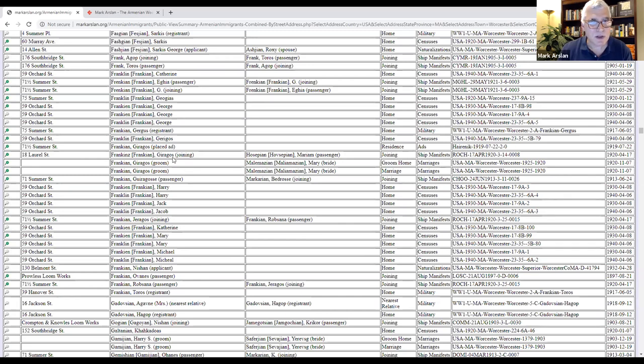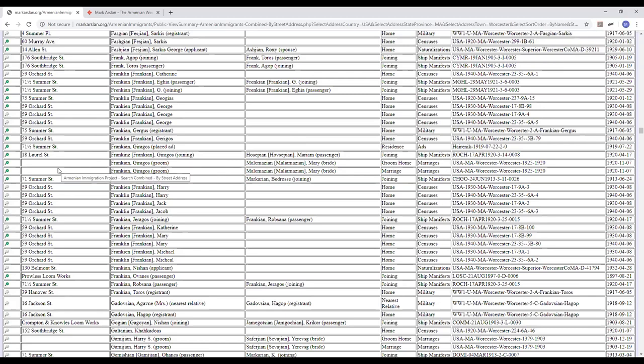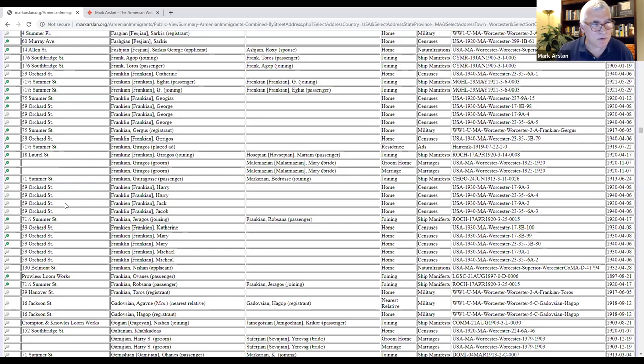So you have a lot of different records for Giragos that are spelled a lot of different ways. Girgis, Giragos. You see about 10 different spellings of Giragos. Let's just pick any one of these. I'm interested in this marriage record. Anyone on 59 Orchard Street? So they were at 59 Orchard Street. Okay, so let's look at Giragos. It was on 59 Orchard Street.